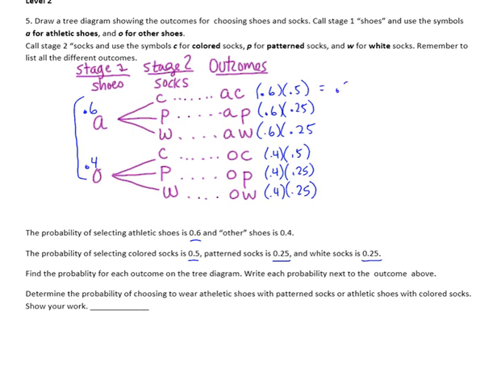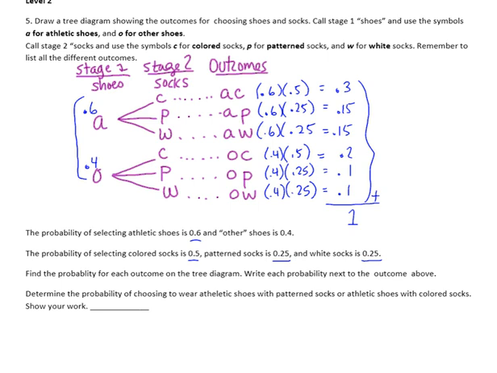This gives us 0.3, 0.15, 0.15, and then for the other shoes, we have 0.2, 0.2, or rather 0.1, and 0.1. If you add all of these together, what do you think you would get? You should get 1.